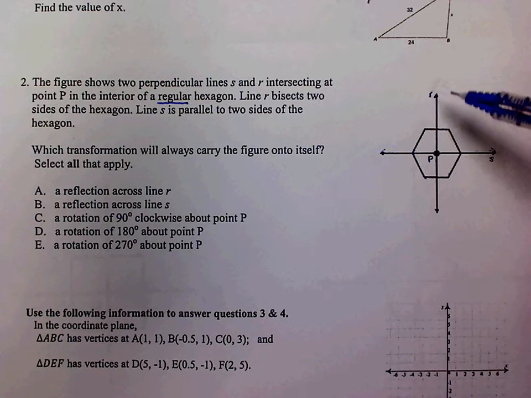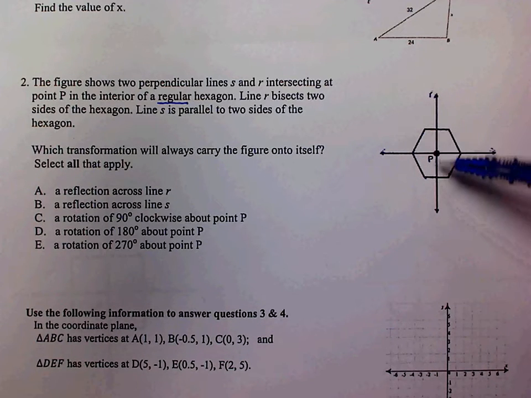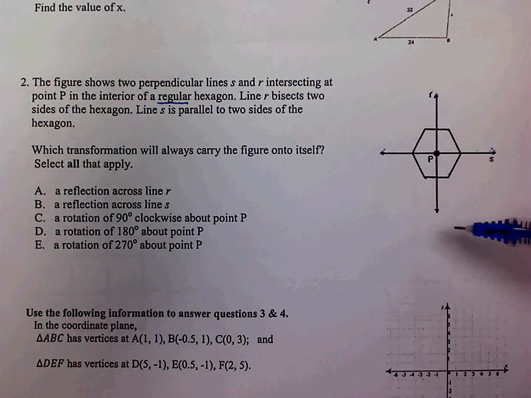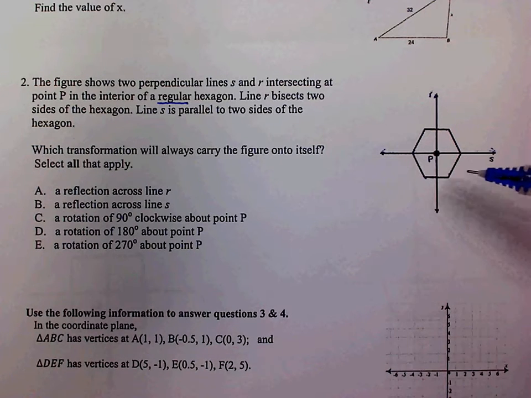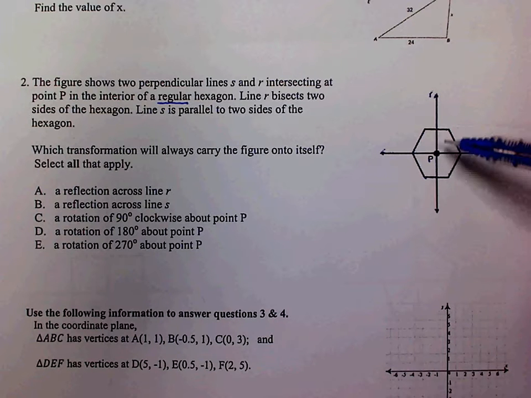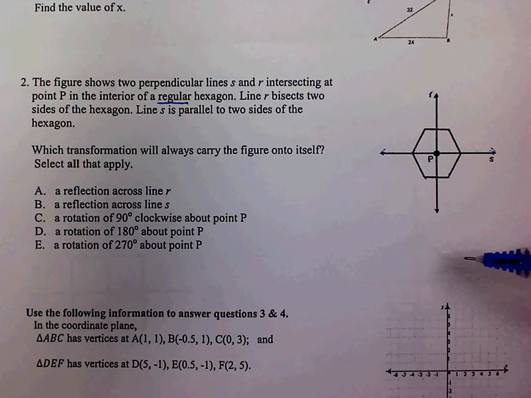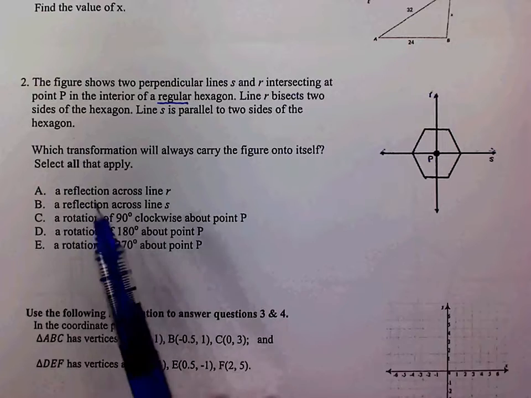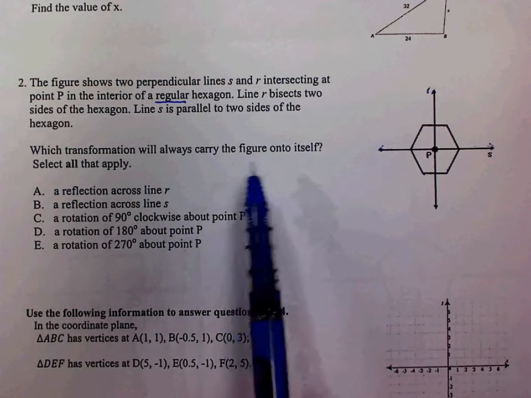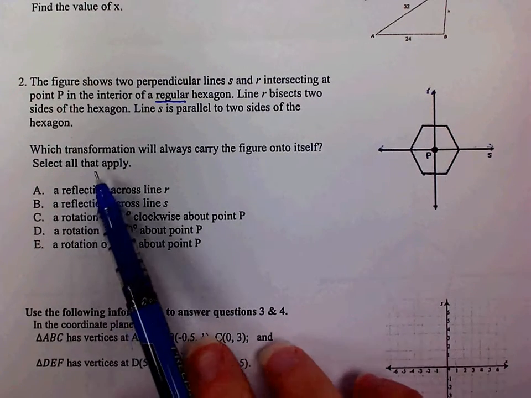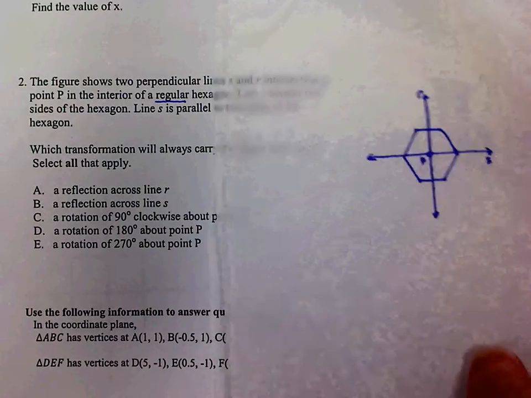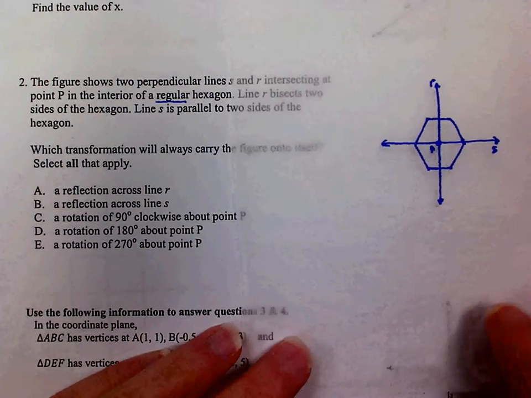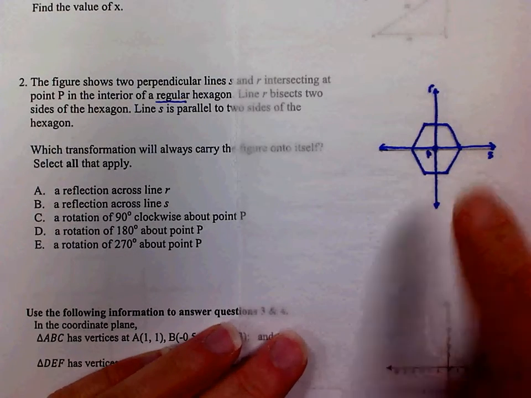Line R is bisecting two of the sides of the hexagon, which means it's going through the midpoints of those sides. And line S is parallel to two sides of the hexagon, so it's parallel to that side and this side of the hexagon. We want to know which transformation will always carry the figure onto itself, and selecting all that apply, so more than one of these could be true. So I'm going to use some patty paper just to demonstrate which of these will work in transforming this figure onto itself.